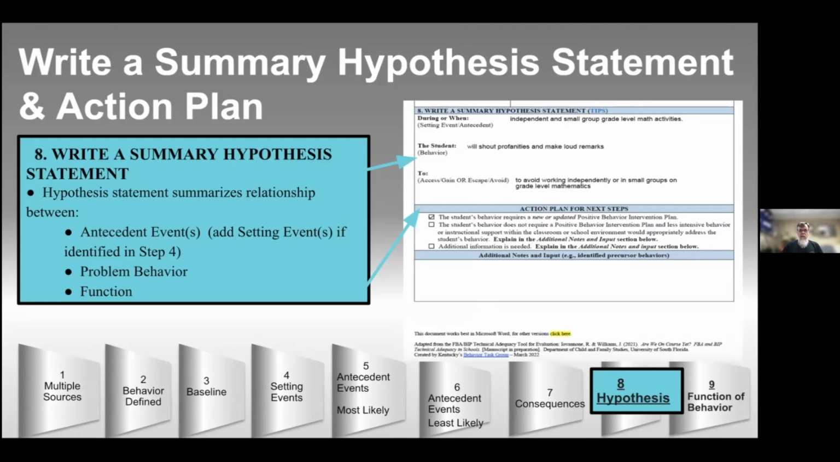So basically, it boils down to this is what we found when we conducted the FBA. So now that we have that information, what are some next steps? What are other things we need to do? The student's behavior requires a new or updated positive behavior intervention plan, or the student does not require a new plan, or there's not enough information at this time to develop a behavior intervention plan. So hopefully we've come to the conclusion that we're going to develop a new or updated plan.